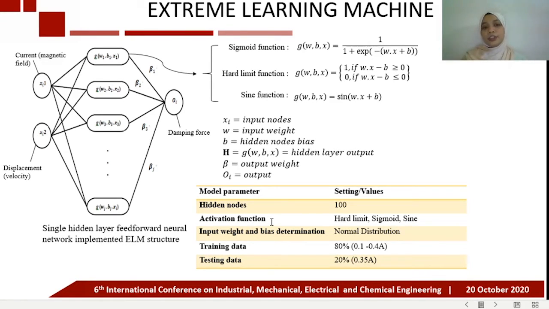So, in this slide, I have shown the meaning of each variable to help the reviewer better understand the ELM structure. In addition, the table provided in this slide summarizes the model parameters used to model the hysteresis loop of the MR damper. Here, the training data consists of 80% of the modeling data. The currents used for training data are 0.1, 0.2, 0.3, and 0.4 ampere, while 0.35 ampere is used as testing data. So basically here, each current consists of thousands of points.